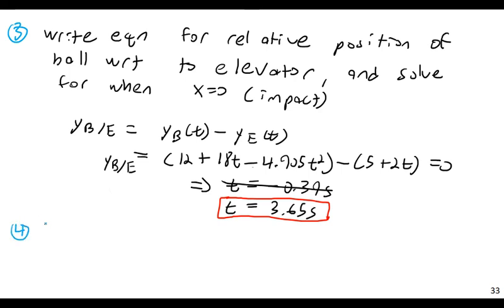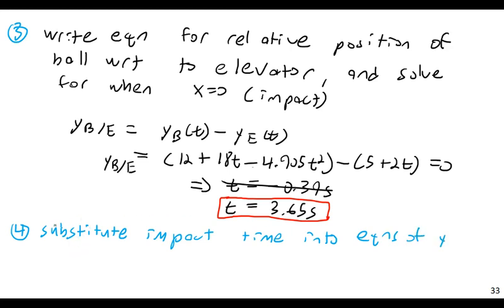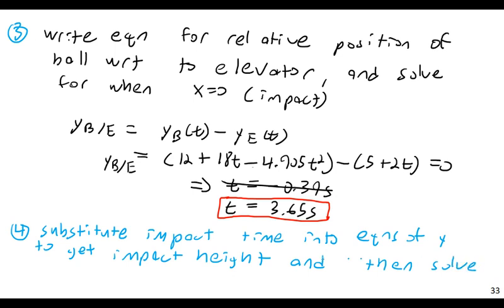And then finally, the final step will be to take this time value and substitute the impact time into the equations of y to get the impact height, and then solve for the relative velocity, VBE, to get the impact velocity.